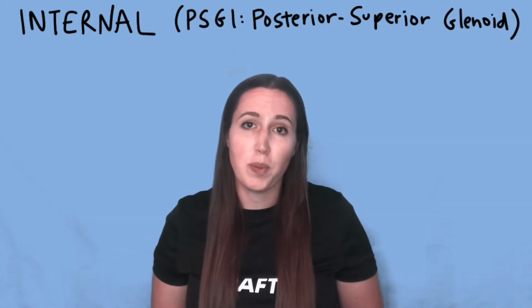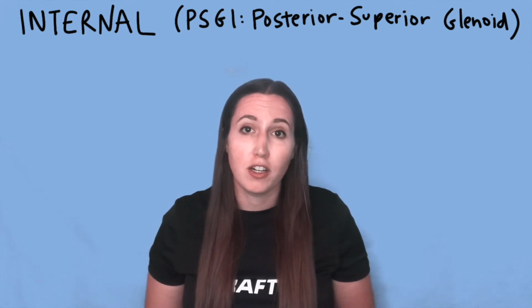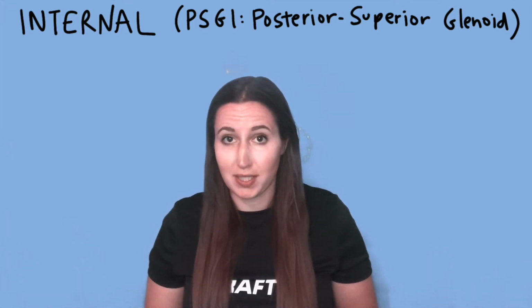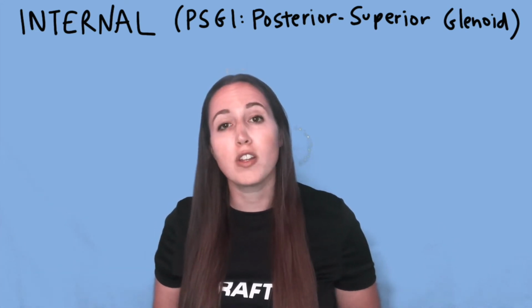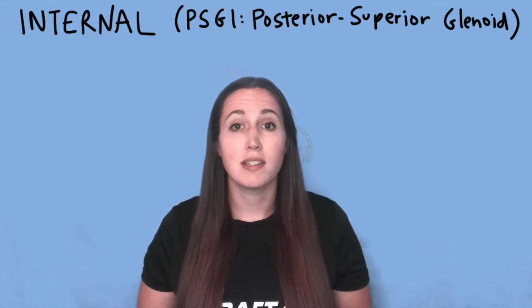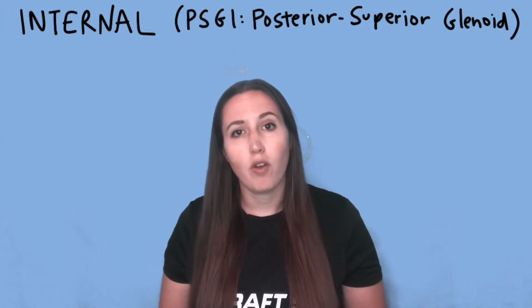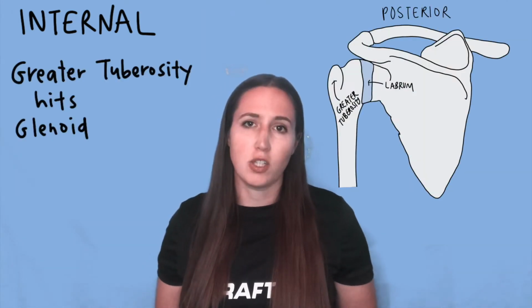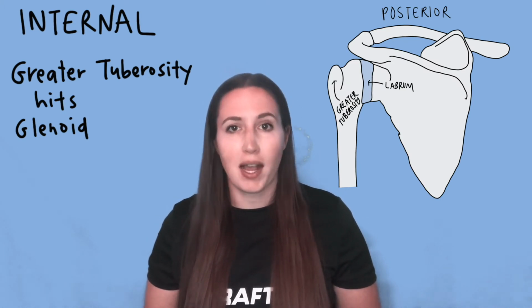The last type of impingement is internal shoulder impingement, aka posterior superior glenoid impingement. This is impingement at the glenohumeral joint itself, and usually in the posterior aspect. Similar to the last type of impingement, this internal impingement is often a result of those poor repetitive overhead mechanics, but in this case you have the greater tuberosity of the humerus, which repeatedly hits against the back of the glenoid. This can cause a lot of different issues, and let's talk about anatomy to understand why.